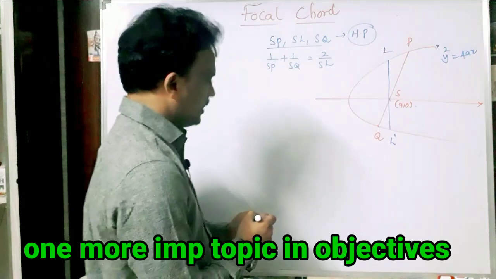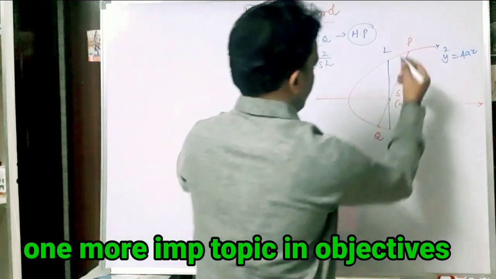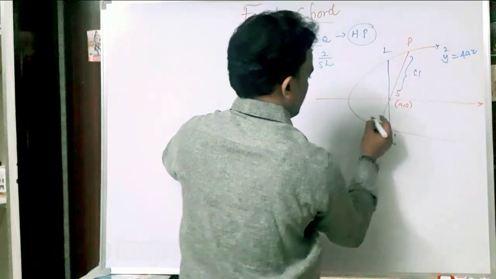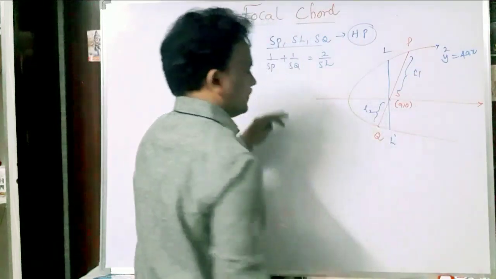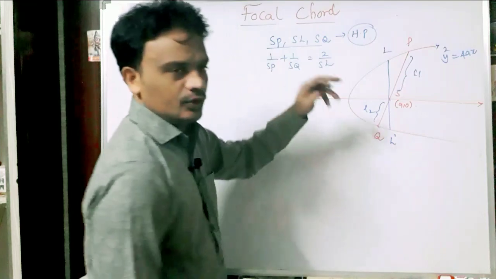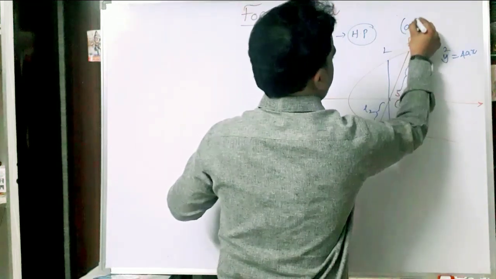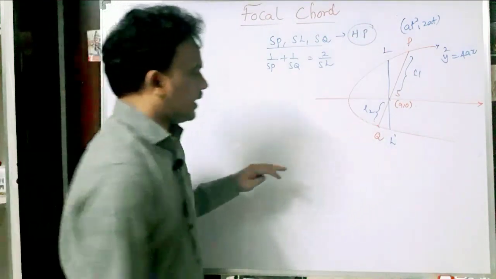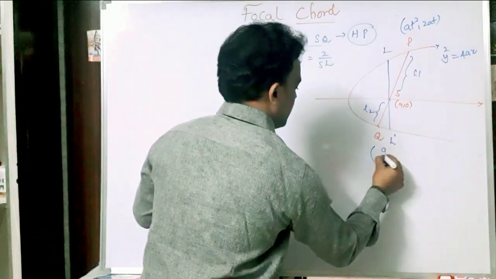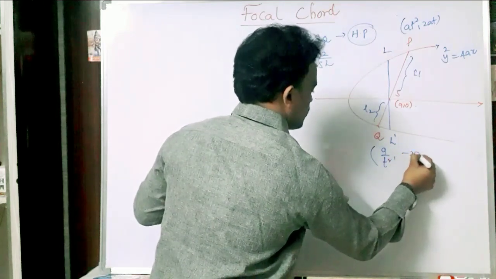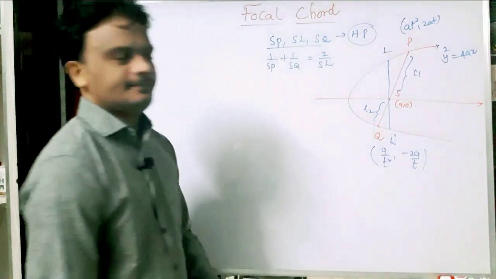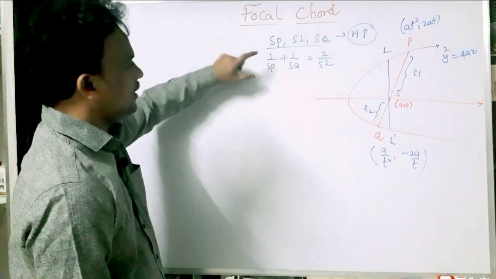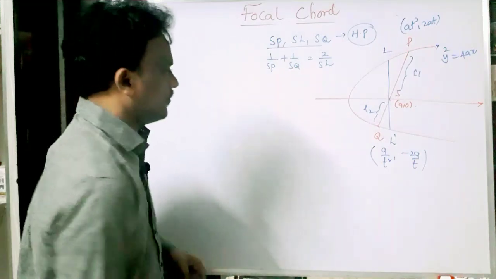Let us see. First of all I am going to find the length of SP. Let us take its length as L1 and the other as L2. Already we know that if a t square, 2at is one end of the focal chord, then the second end is a by t square and minus 2a by t. Now I am going to find SP and SQ by substituting here, to check whether they are in HP or not.